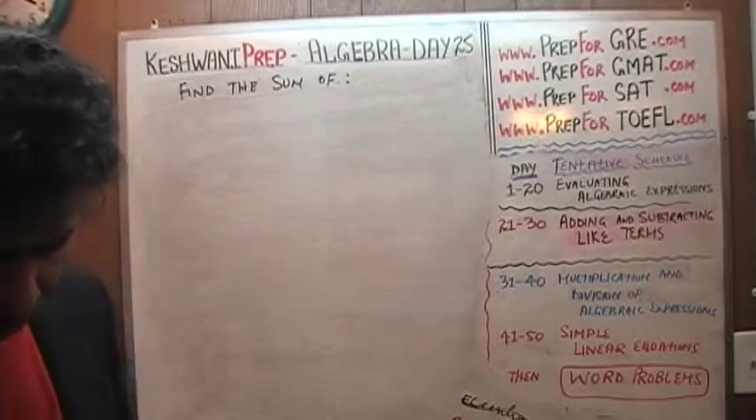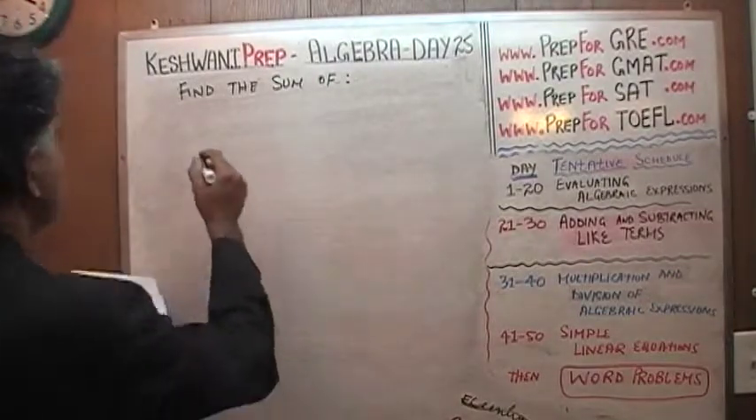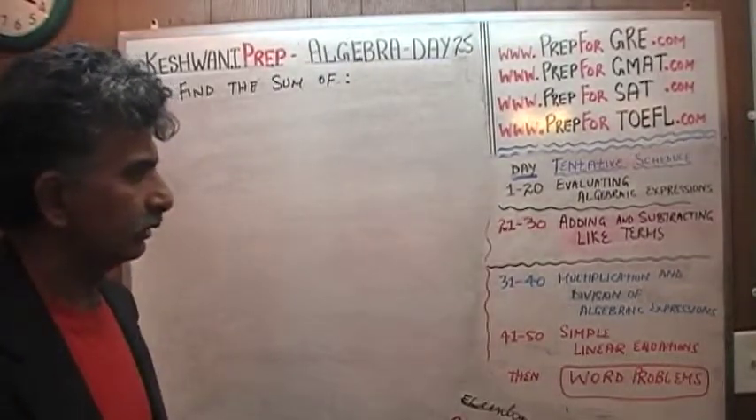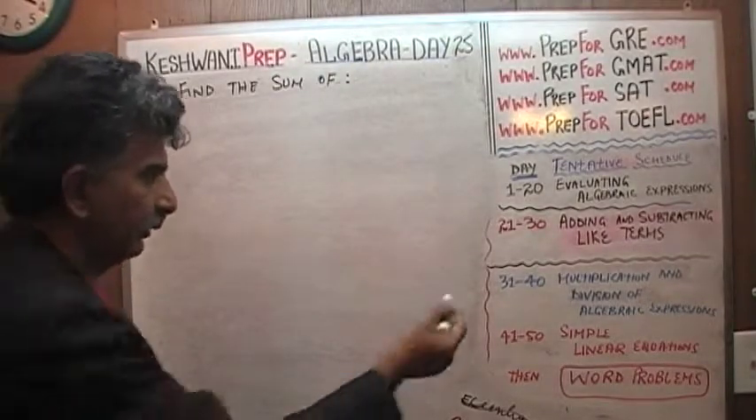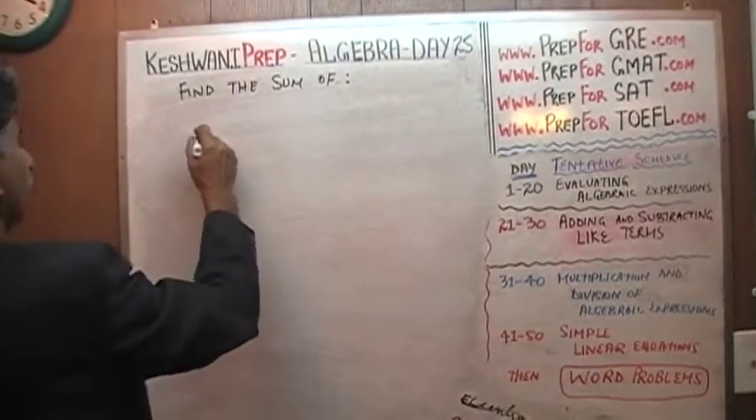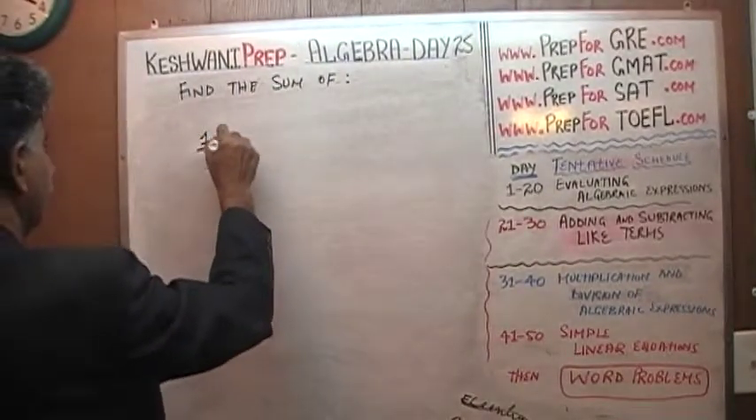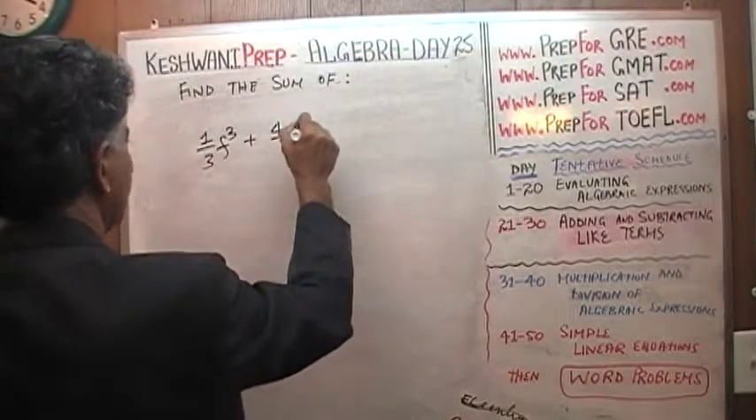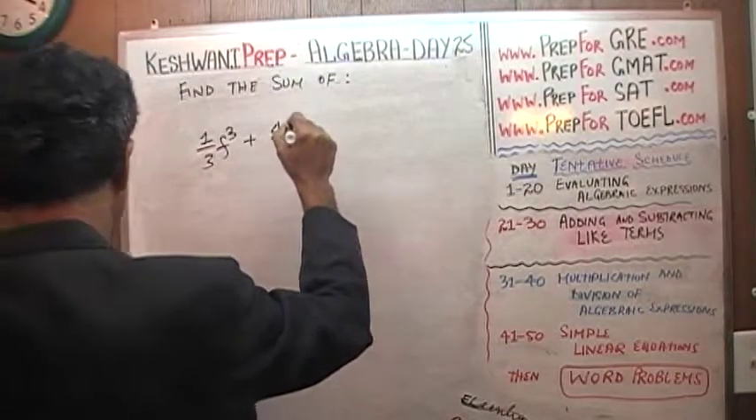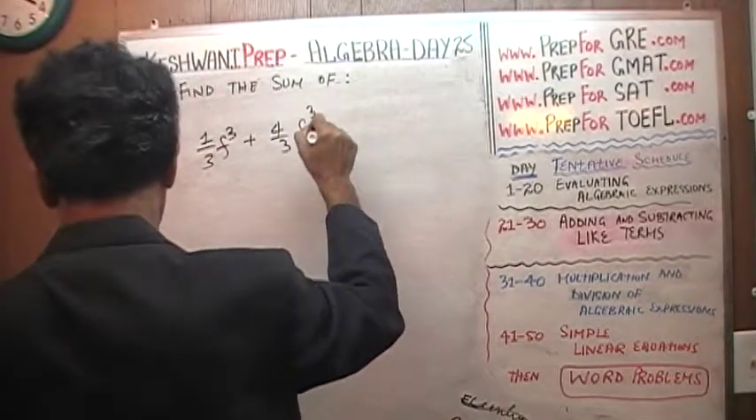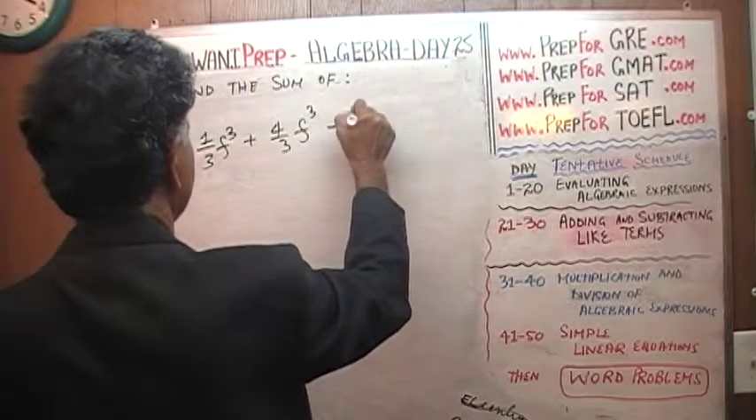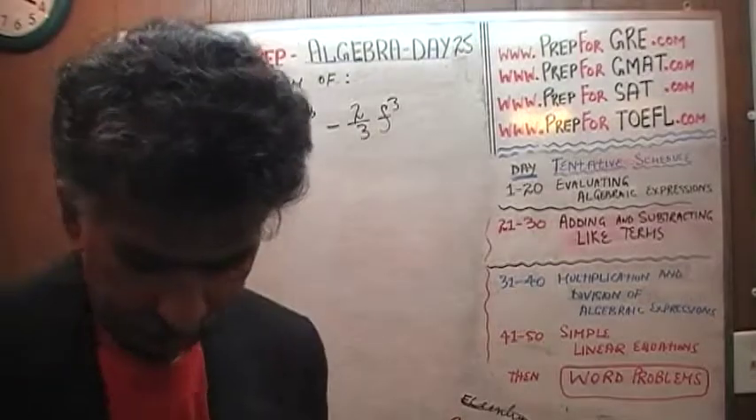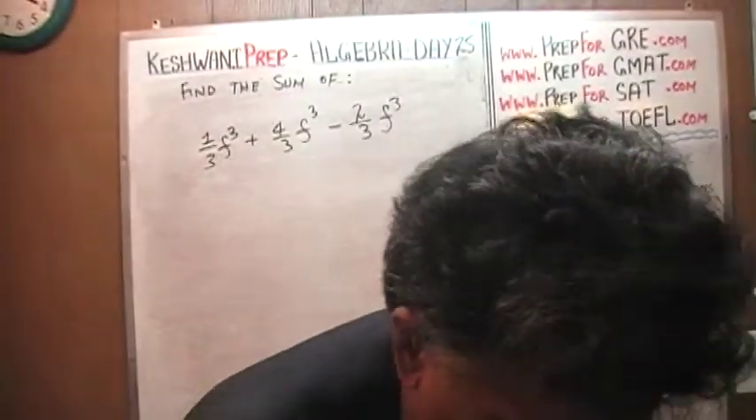Day number 25 is what we have. We have to add and subtract like terms. Adding and subtracting like terms is what we are doing right now. So here we go. 1/3 f cubed plus 4/3 f cubed minus 2/3 f cubed. And we simply have to find the sum of it. That's all. Very simple, very straightforward question.